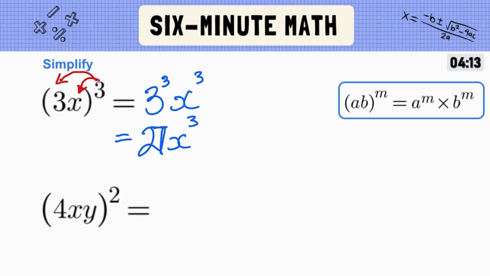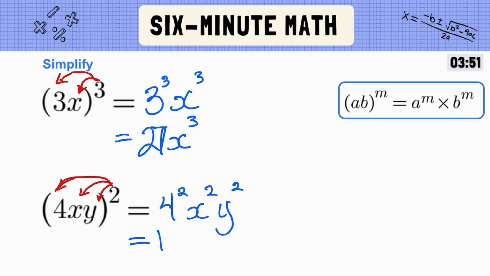How about (4xy) squared? In this case, I would have 3 items in that bracket, and they would each receive my squared. This would tell me I have 4 squared, x squared, and y squared, and that could simplify to 16x squared y squared.